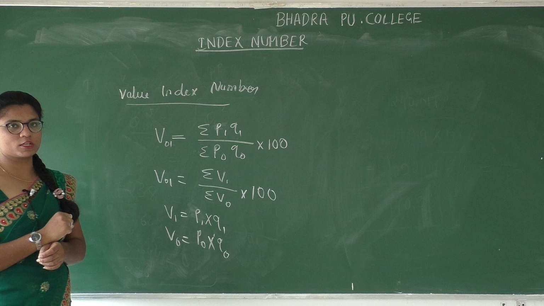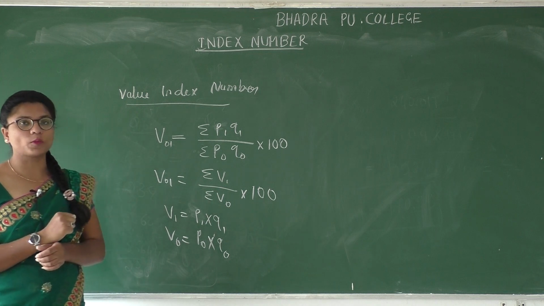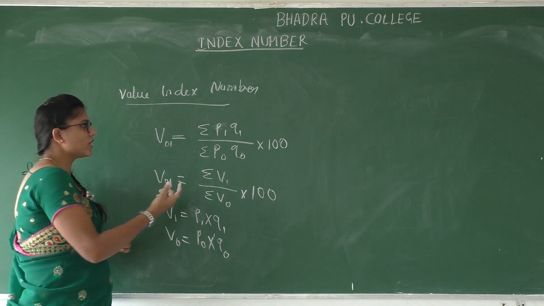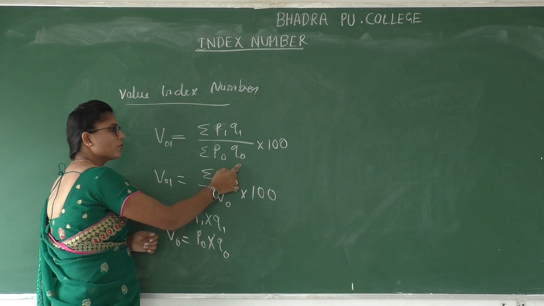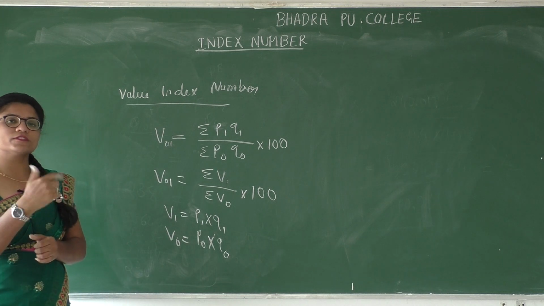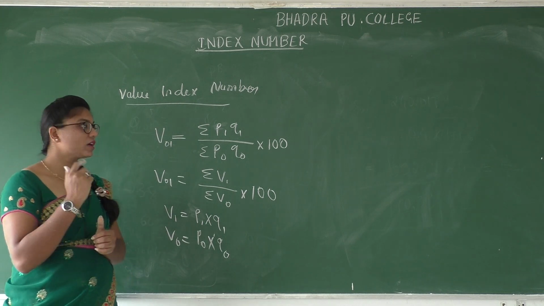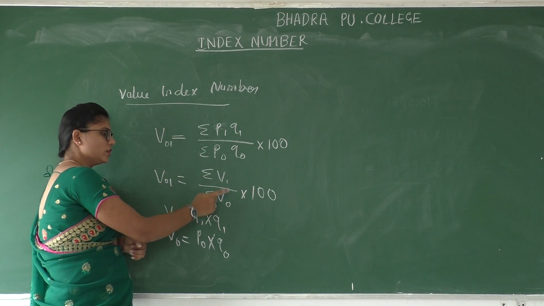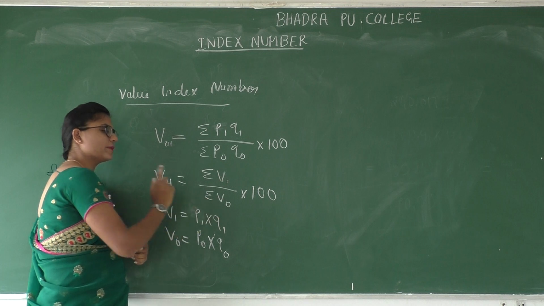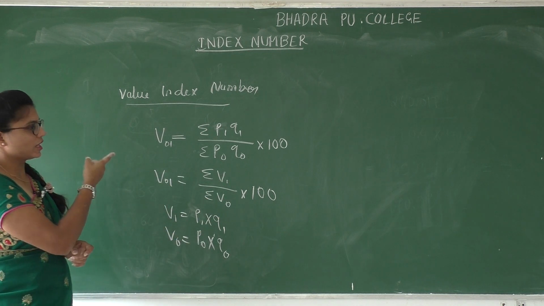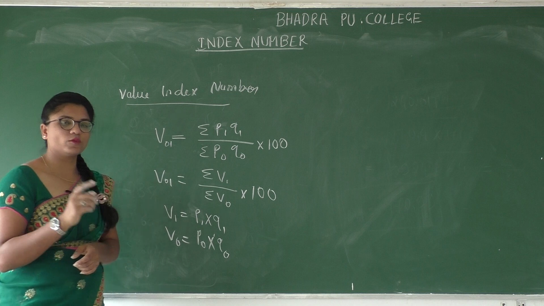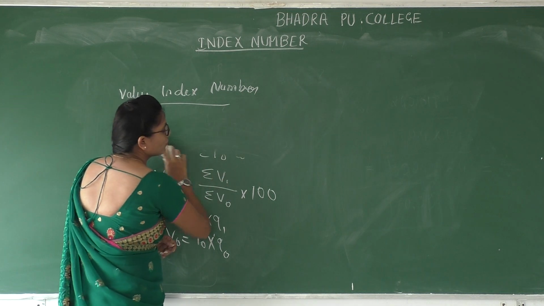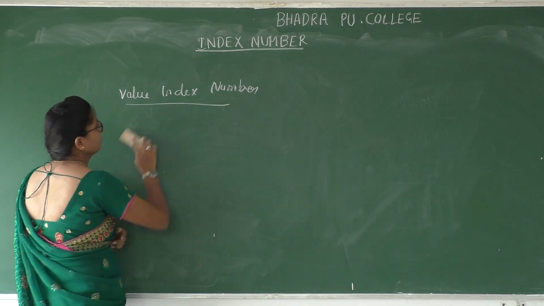So in the case of 2-mark problems, the question will give you sum of P1 Q1 and sum of P0 Q0, and ask you to construct a suitable index number. Then you should know that sum of P1 Q1 is nothing but V1, and sum of P0 Q0 is nothing but V0. So you can write this formula or this formula, both are same. Okay, so let's solve problems on value index number.